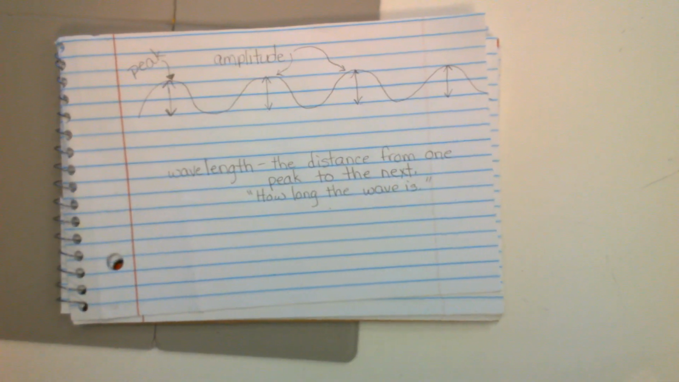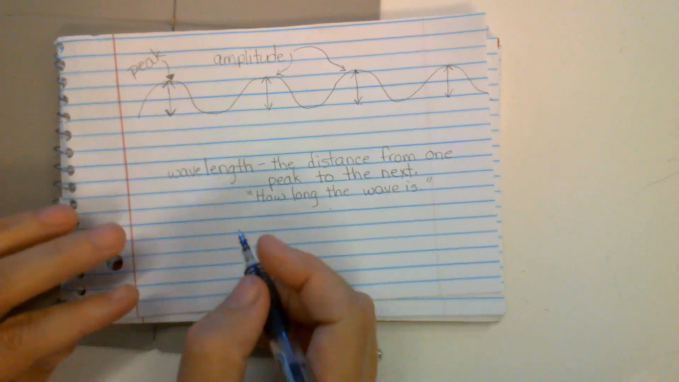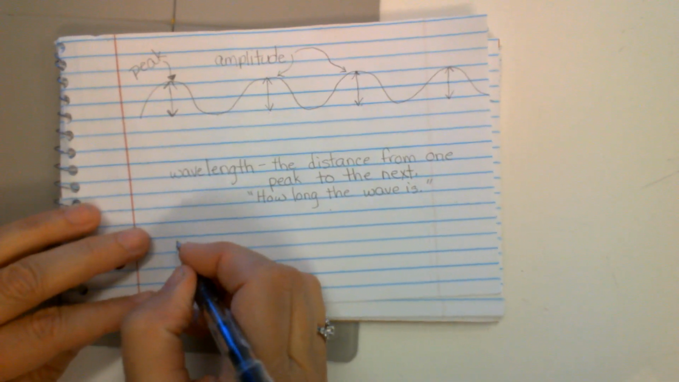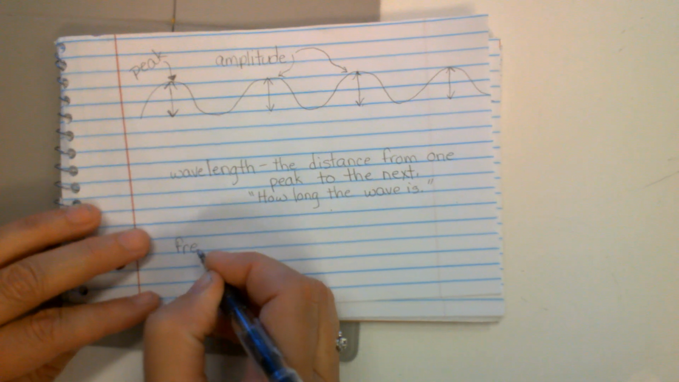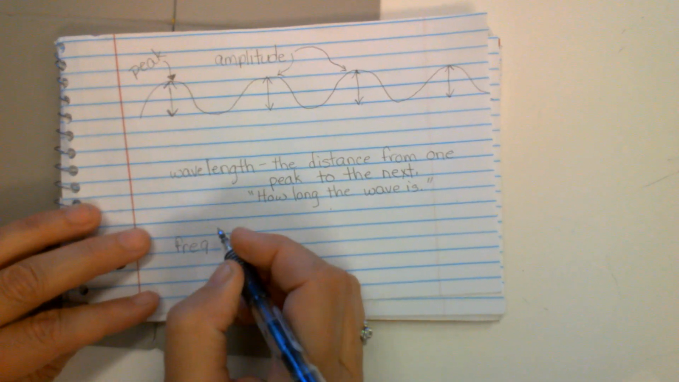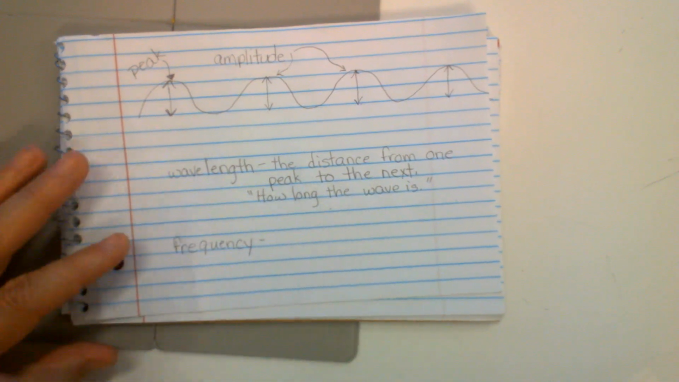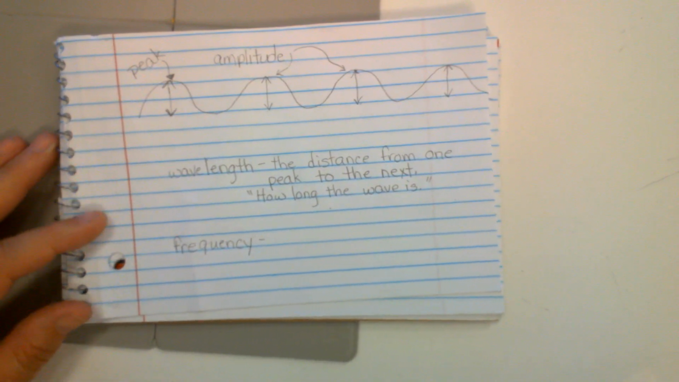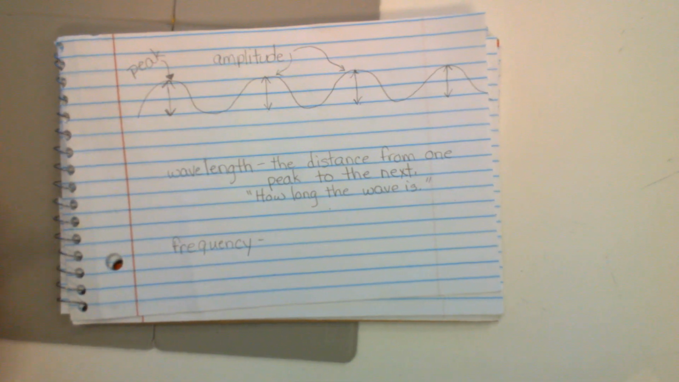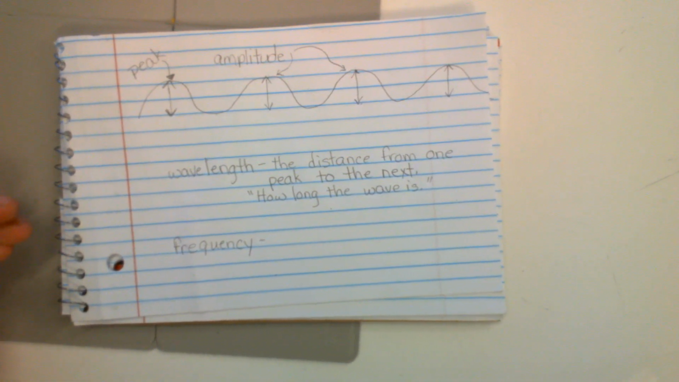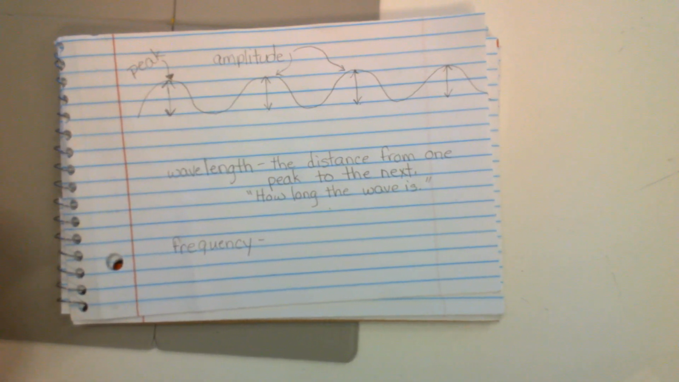Okay, so now we talked about wavelength. And then the last one that we need to know is frequency. I know most of you already know what that word frequency means, and so we're going to just apply it to our waves here. It says frequency is how many cycles a wave makes in a period of time, usually in 1 second. When the frequency is high, there are a lot of waves in the sound. When the frequency is low, there are only a few waves in the sound.